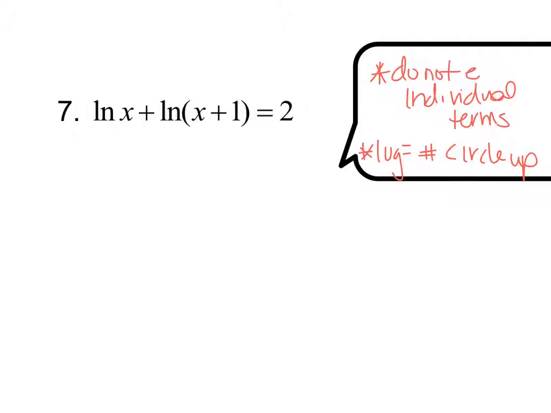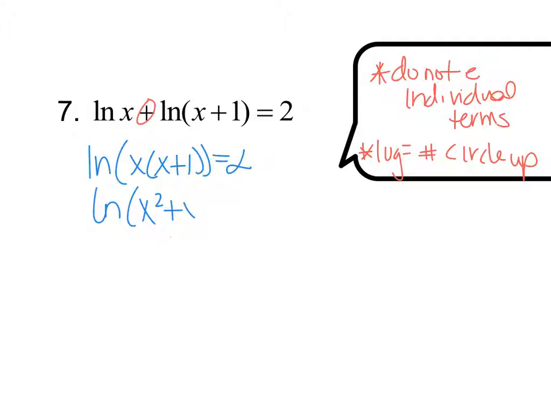Okay, all right, so first of all, how do you condense addition? Hopefully you say multiplication. So natural log of x times x plus 1 equals 2. Let's go ahead and clean this up a little bit. Keep what's inside the log inside parentheses. So x squared plus x equals 2.